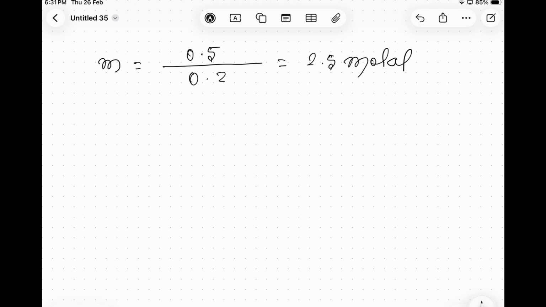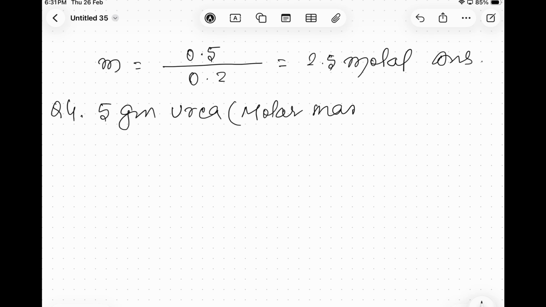That means the answer is 2.5 molal. Let us discuss question number 4. 5 gram urea. It is also solid. Molar mass of urea is equal to 60 gram per mole.